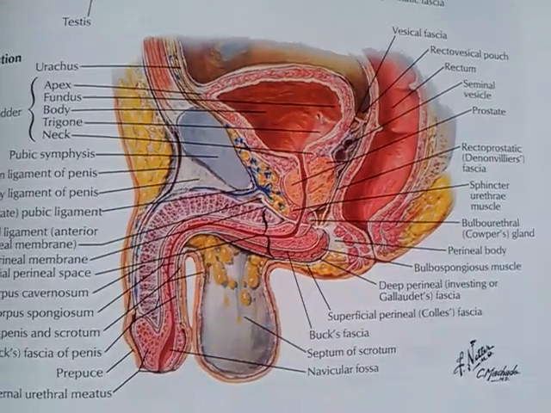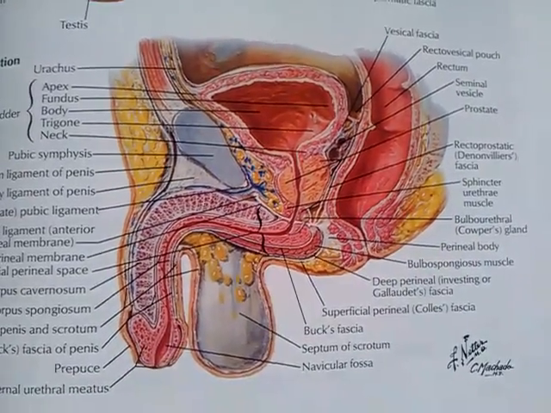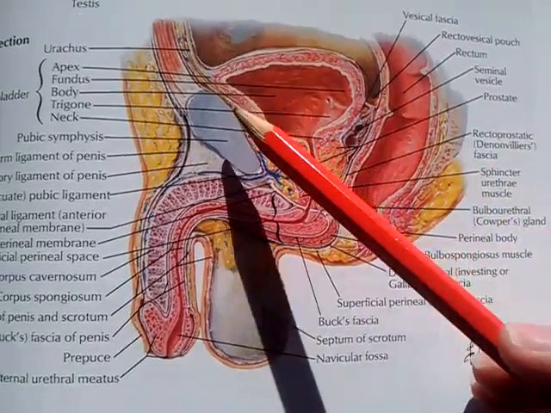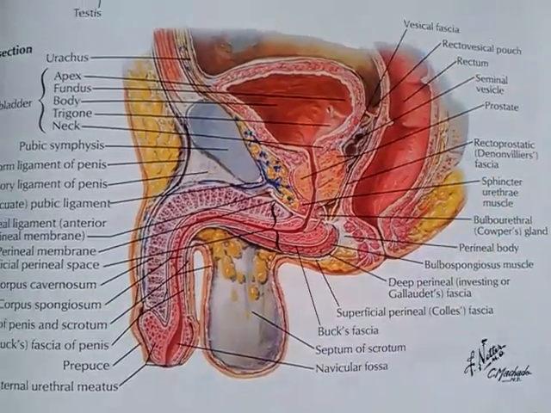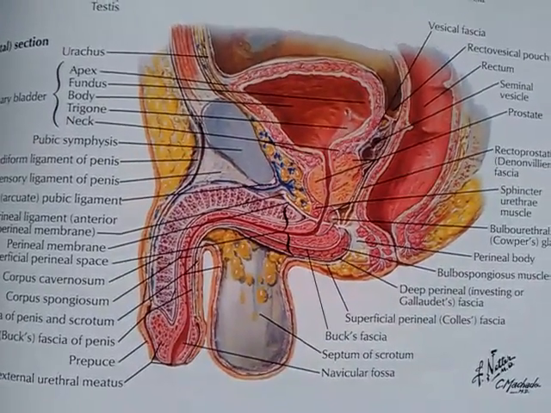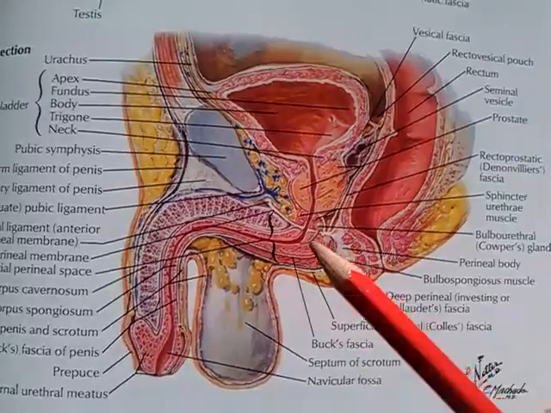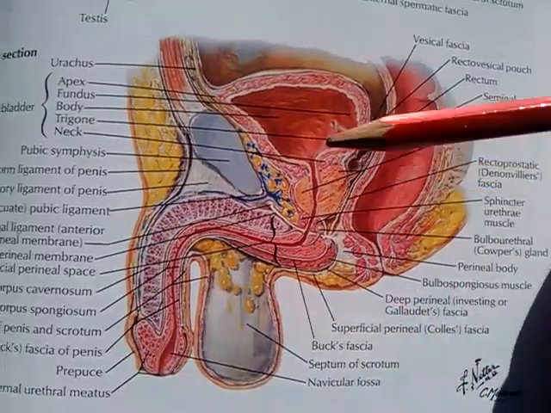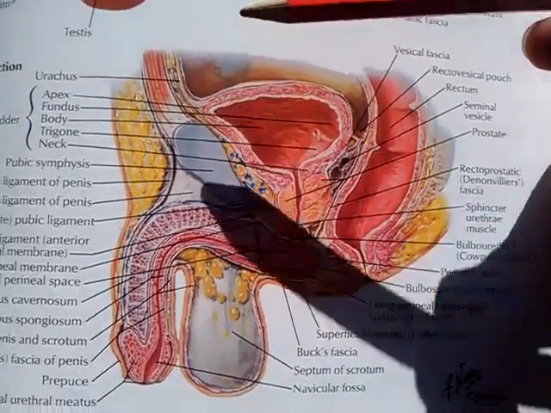Question 67, the urinary bladder. This is the urinary bladder. It is a reservoir of urine, and when it's empty it's placed in the pelvis, and as it fills it expands into the abdominal cavity.